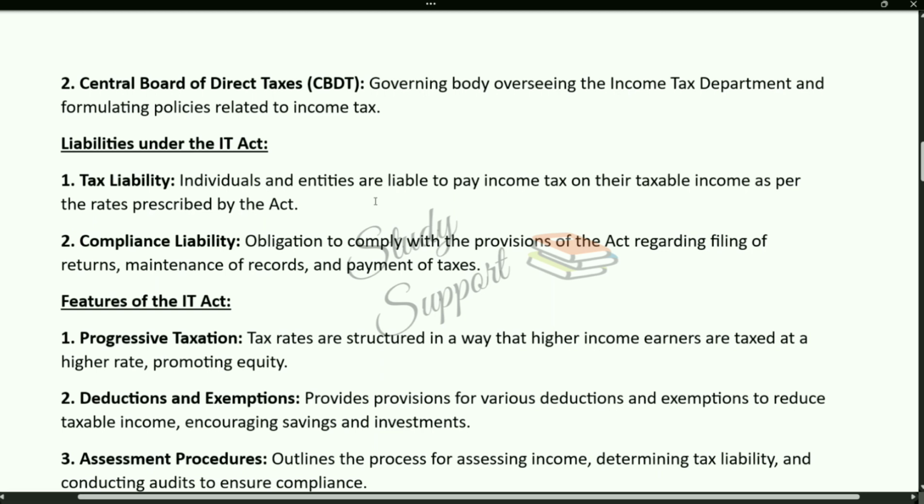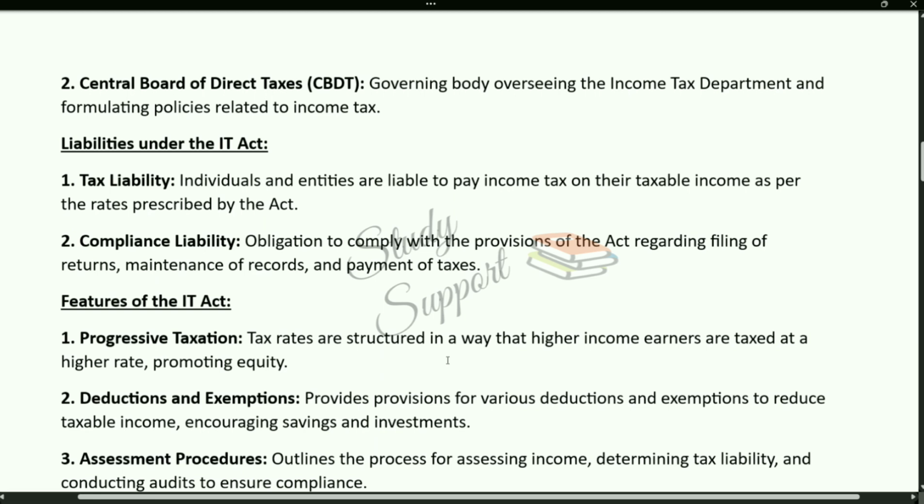Liabilities under the IT Act. 1. Tax liability. Individuals and entities are liable to pay income tax on their taxable income as per the rates prescribed by the Act. 2. Compliance liability. Obligation to comply with the provisions of the Act regarding filing of returns, maintenance of records, and payment of taxes.